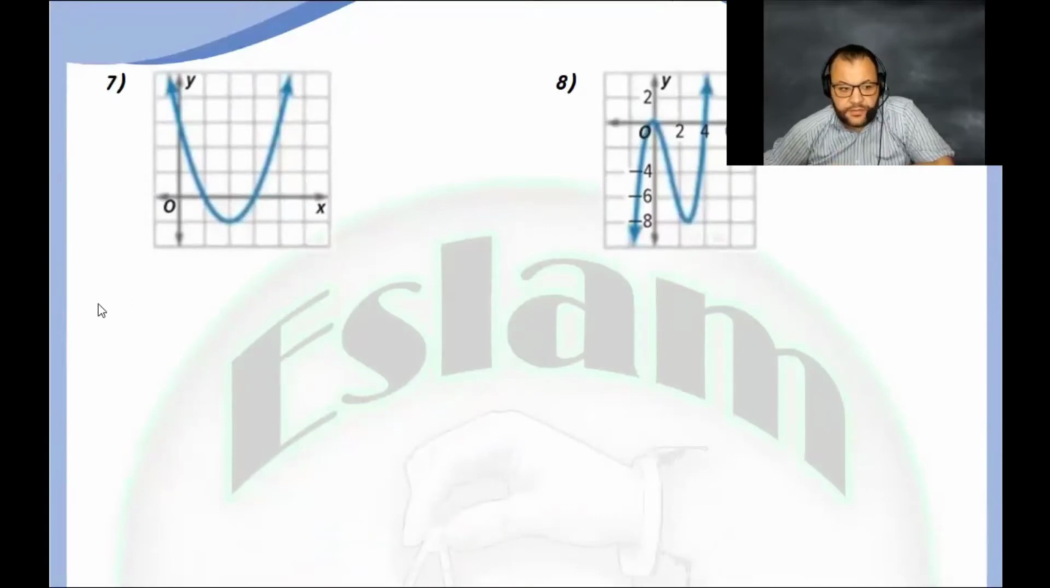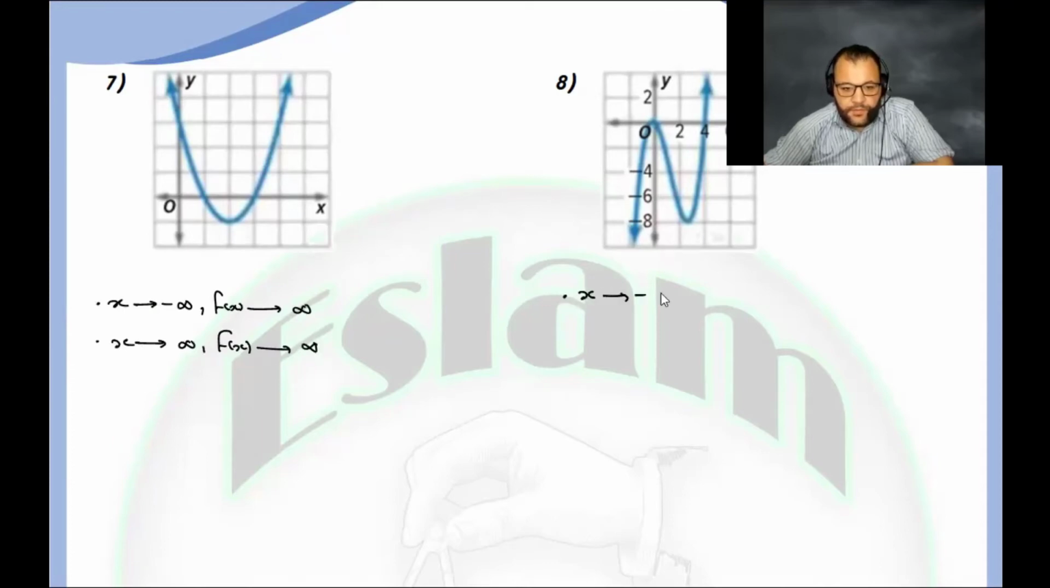As x approaches negative infinity, f of x will approach positive infinity. As x approaches positive infinity, f of x will approach positive infinity. The last one: when x approaches negative infinity, f of x will also approach negative infinity, and when x approaches positive infinity, f of x will approach positive infinity as well.